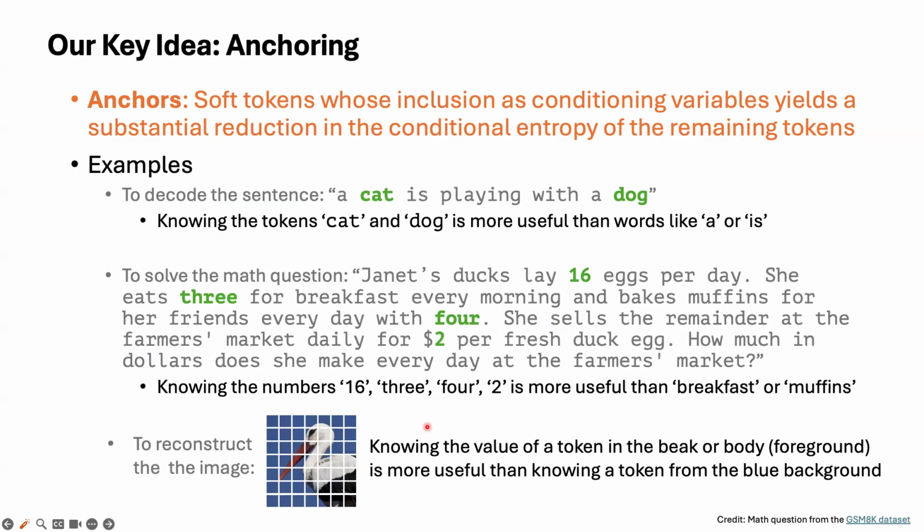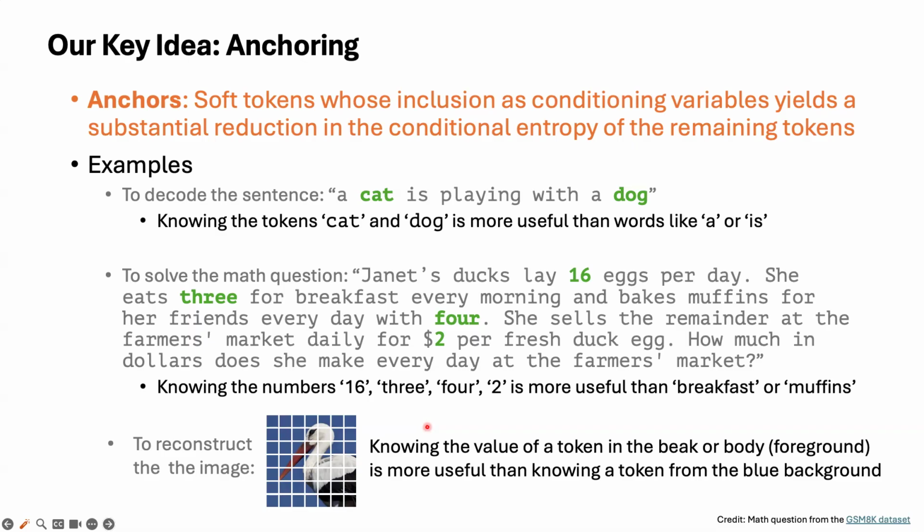Essentially, what are those words you can condition on such that there's a substantial reduction in the conditional entropy of the remaining tokens? Another way of thinking about it is, if you think there's a multi-level graphical model, what are the root nodes which, if you can figure them out, you get conditional independence across the leaves and it's much easier to predict those things.